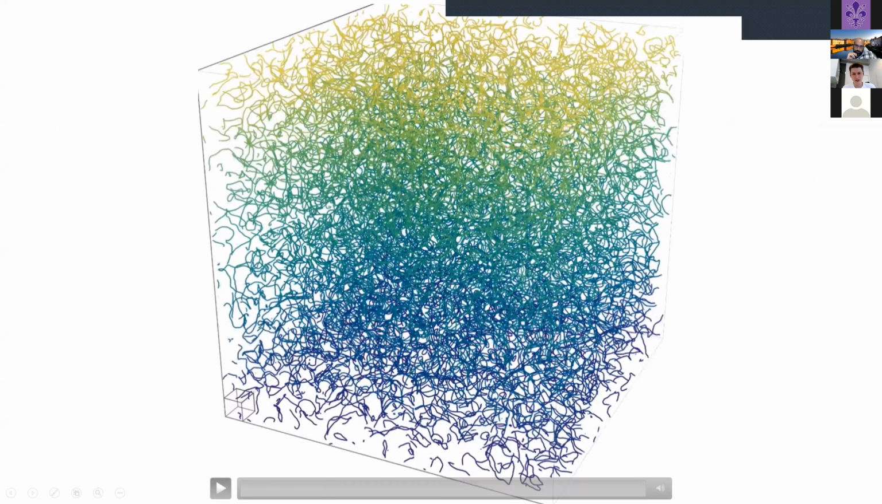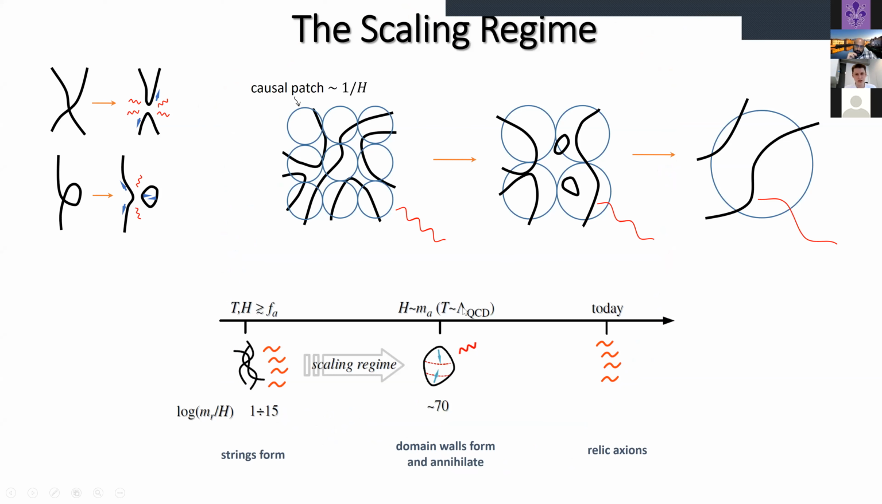At this time, the axion potential becomes cosmologically relevant, and a network of domain walls forms attached to strings. And for the system of strings and domain walls, it is more convenient and energetic to just decay into axions. So during this whole process, in particular during the scaling regime, and during the time of the domain wall formation and annihilation, axions are emitted from strings and domain walls, and they will contribute to the relic axions we observe nowadays.